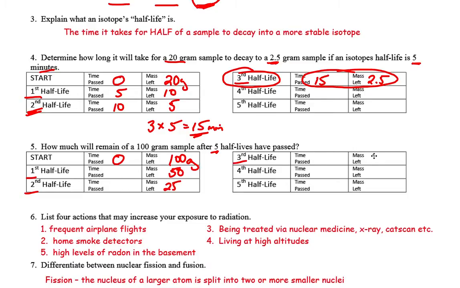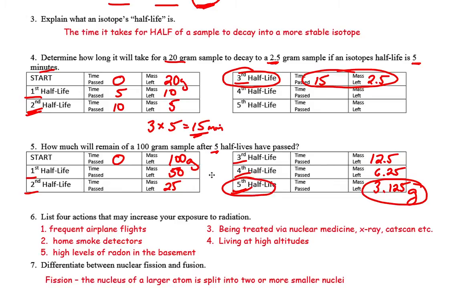After the third half-life has passed, we're down to 12.5. The fourth half-life, we're now down to 6.25. And finally, after the fifth half-life has passed, we're down to 3.125. So after 5 half-lives, we have 3.125 grams left.